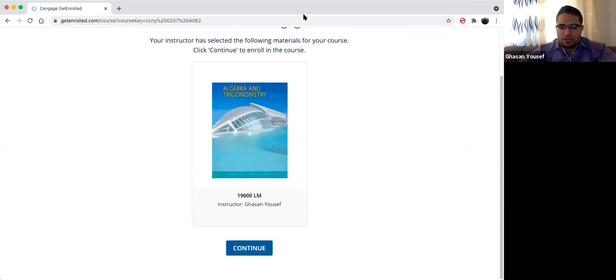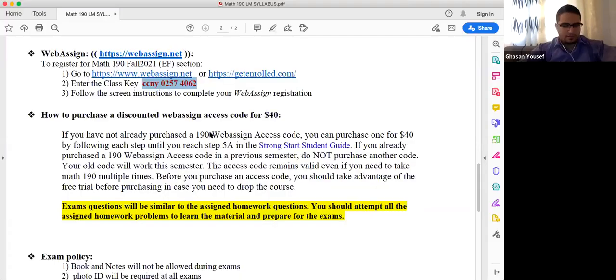Yes, it's clear. So you just click continue, and after you click continue, they will ask you if you already have an account; just sign in. If you do not have an account, just sign up and make your account. And another note, when you sign up in your WebAssign, I prefer that you use your CityMail email.